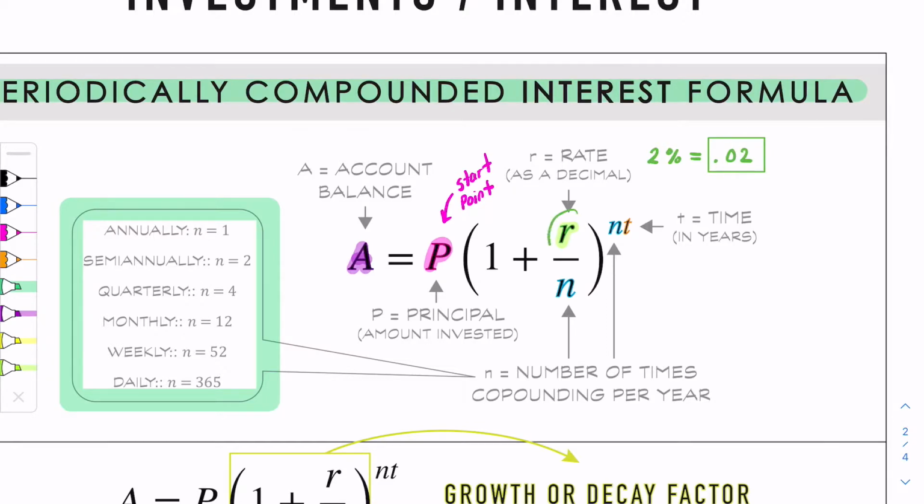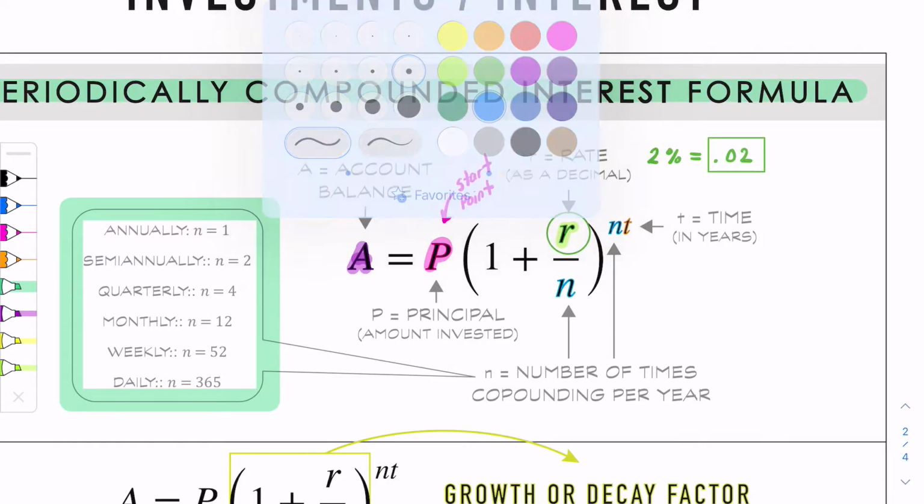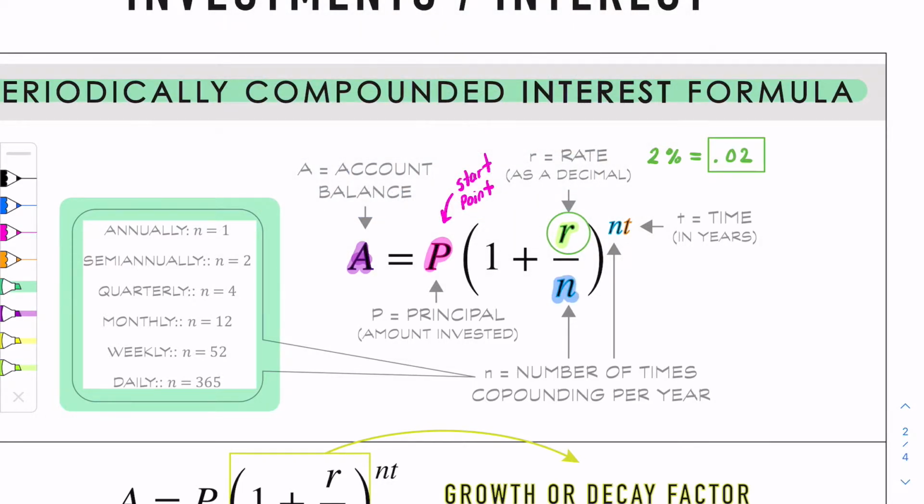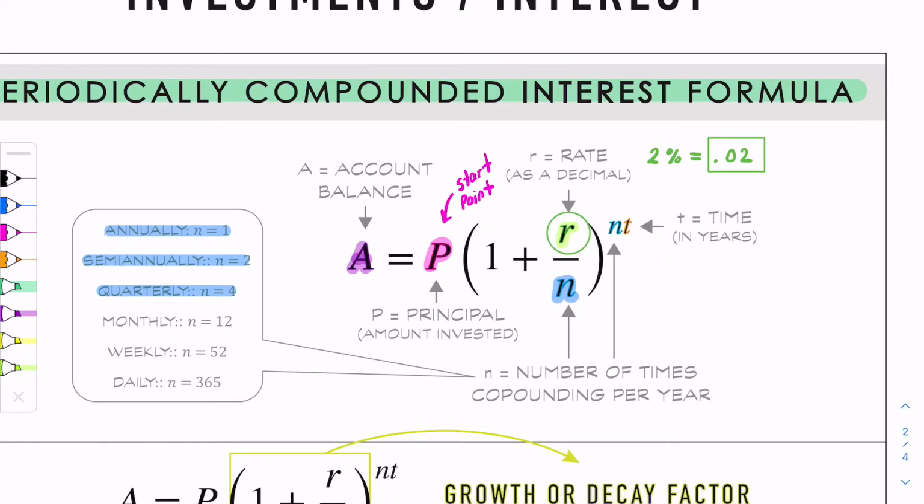All right, so the rate is going to be divided by the number of times compounding per year. And the number of times compounding per year are these values that we talked about. If it's annually, your n value is 1. Semi-annually, the n value is 2. Quarterly, n value is 4. Monthly, n value is 12. Weekly, your n value is 52. And daily, your n value is 365.